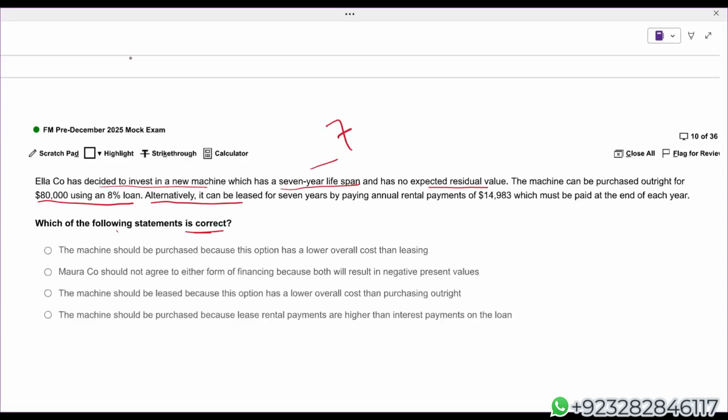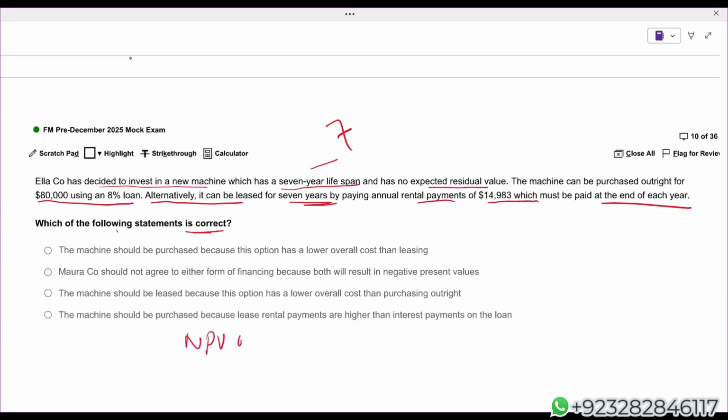So if I buy the machine right now for $80,000, the entire 80,000 becomes your NPV. Alternatively, it can be leased for 7 years by paying an annual rental payment of 14,983, which must be paid at the end of each year. Simply, it's a lease or buy decision, but a very simplified one. The examiner has directly given us the NPV of the buy decision, which is 80,000, definitely negative. Now we just have to calculate the NPV of the lease decision, and whichever is lower, that we are going to accept.